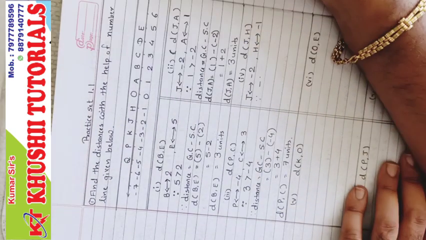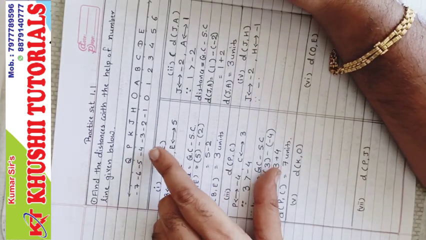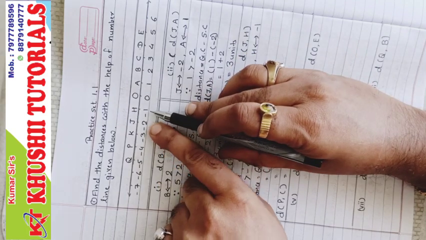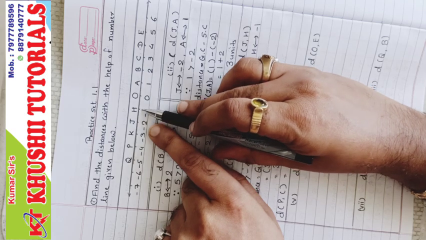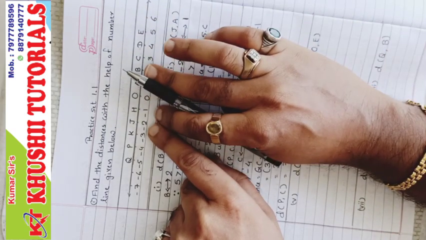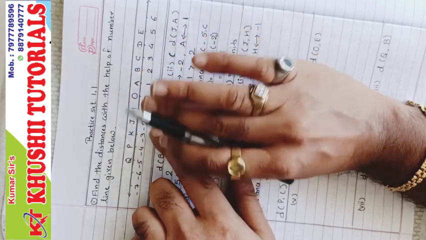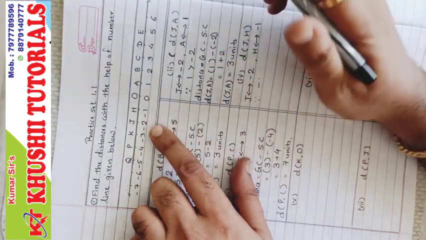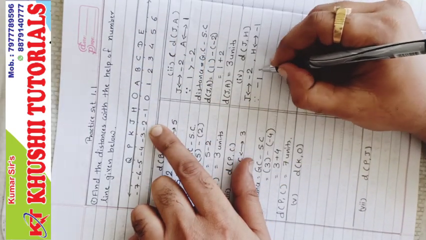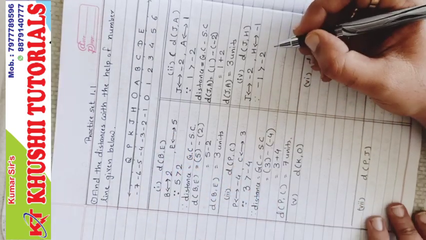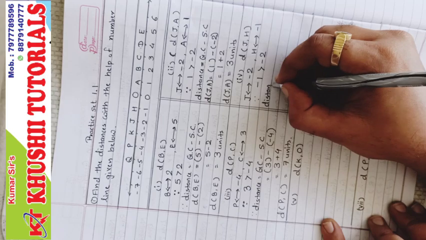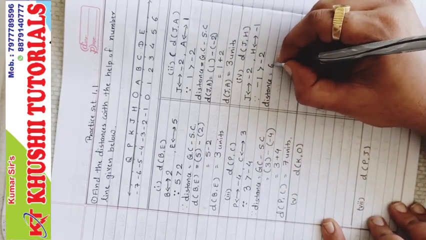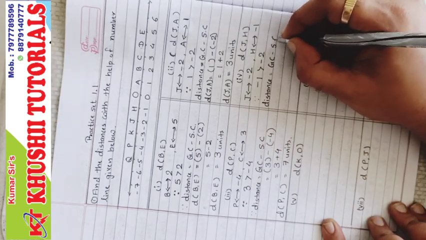Let's see how. Minus 2 and minus 1. Now when you compare the positions of these two numbers, which number is on the right side? Minus 1 is on the right side, and minus 2 is on the left side, and the number on the right side is always greater, so minus 1 is greater. So minus 1 is greater than minus 2. Now we will apply the formula of distance. We know distance equal to greater coordinate minus smaller coordinate.